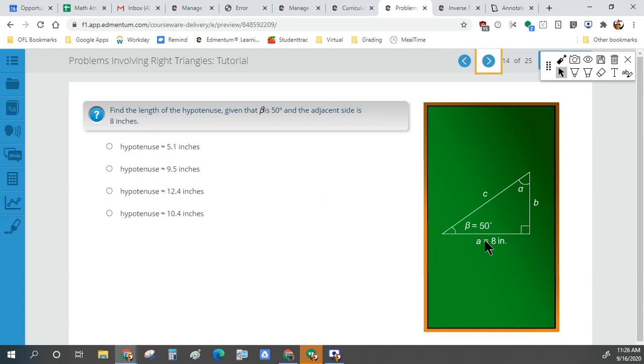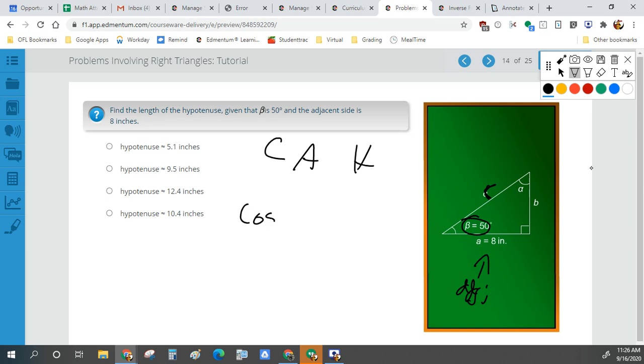So here, if I'm doing this one, my theta is 50. I don't care about my alpha right now. They want us to solve for the hypotenuse. They want us to solve for C. I only know my A, which just so happens to be next to the angle, so it's my adjacent. So I need something that involves my A and my H. That's C. So I have to do cosine of 50 equals 8 divided by H. You can call it C if you want, it doesn't matter.